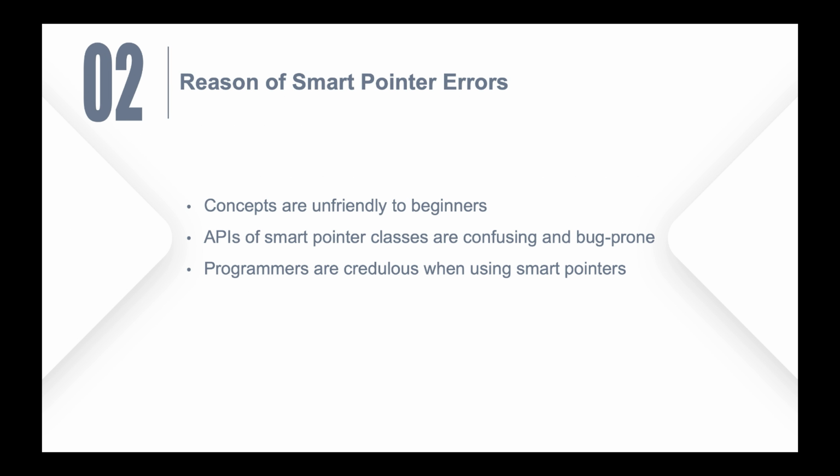There are mainly three factors leading to smart pointer errors. First, the concept of the smart pointer is very confusing to beginners. Second, the names of the APIs of smart pointer classes are also confusing and bug-prone. Third, since smart pointers are used to solve memory errors, the programmer may be credulous about their code when smart pointers are used. Therefore, a good tool to check smart pointer errors during compile time can be greatly helpful to avoid the memory errors caused by bad smart pointer usages.